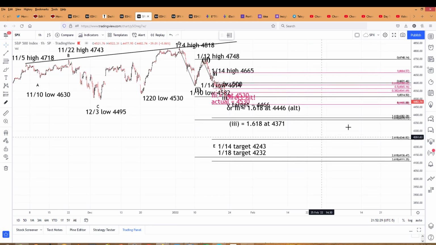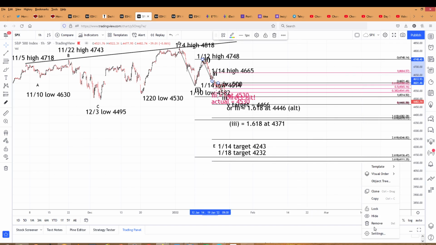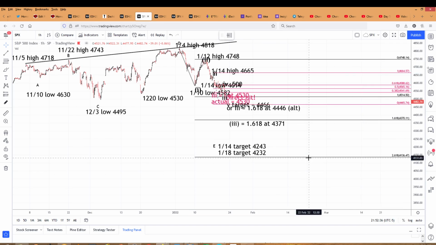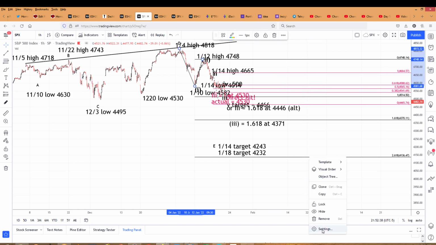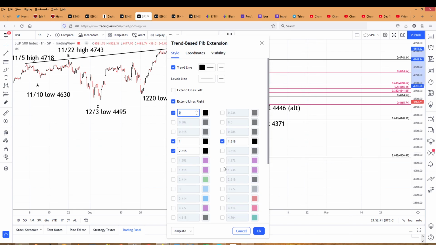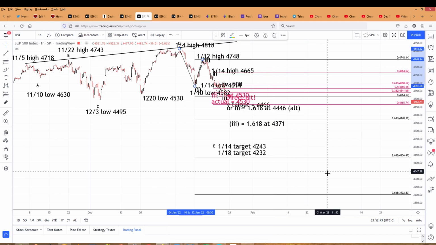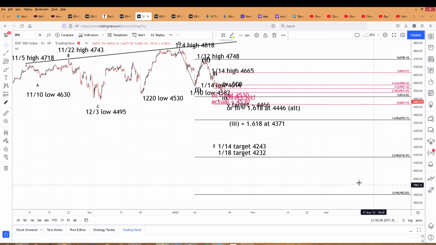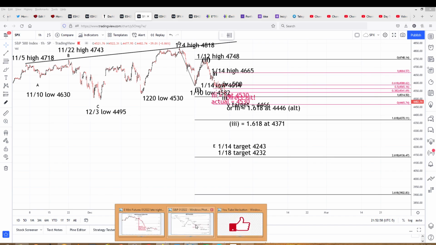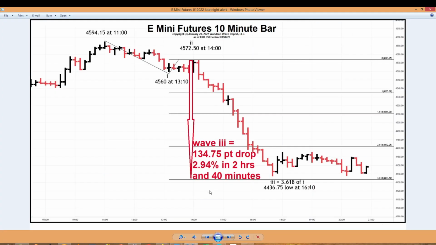Let's get rid of this smaller degree of trend so it's not confusing. I apologize. Let's remove that. We'll keep the larger degree up there. And we'll do settings, and we'll throw the 3.618 in the loop. Now we have them there. The 1-to-1 is 45.14. The 1.618 is right there. The 2.618 is 41.36, and the 3.618 is 39.02. We will leave you with the E-mini futures.